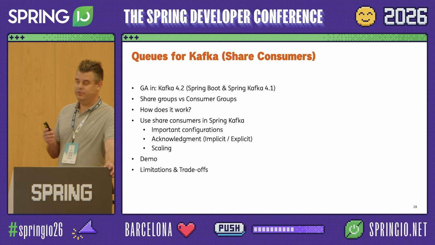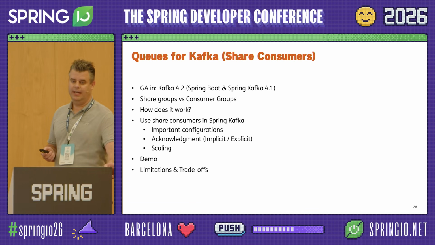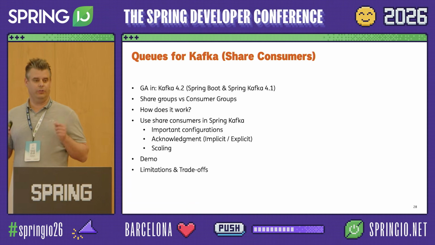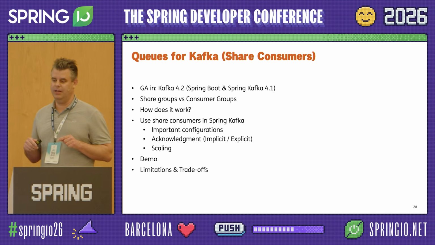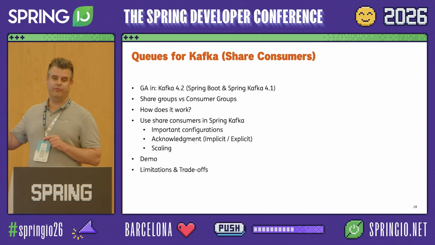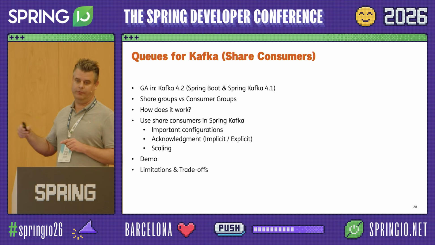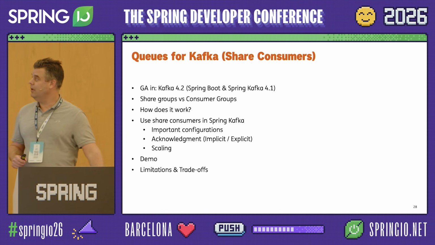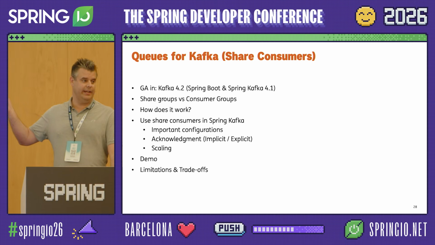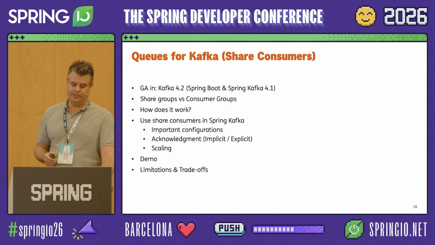This feature is GA, so it's production ready in Kafka 4.2. Be aware that the current versions of Spring Boot and Spring Kafka are still on the Kafka library 4.1. So the next version of Spring Boot and Spring Kafka, which will be released in May next month, will use the underlying 4.2 Kafka clients that come with Spring Kafka.